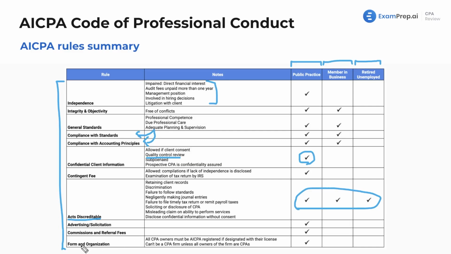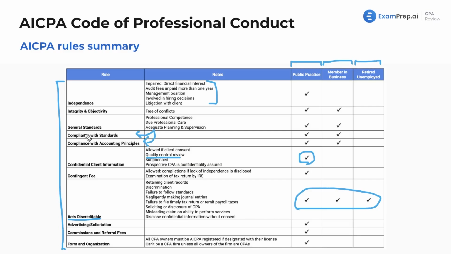And lastly here, the form and organization rule. All CPA owners must be AICPA registered if designated with their license. And you can't be a CPA firm unless all the owners of the firm are CPAs. Recap of the rules here. Make sure you're familiar with these. Covered most of the important ones throughout the lesson. If there were ones that we did not cover, they're probably not as important.